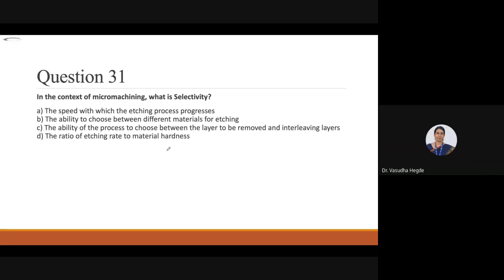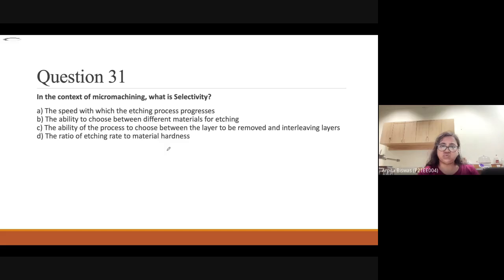Selectivity is basically the ability to choose between different materials for etching. But in the calculation, we always say it is the ratio of the etching which was not supposed to be done and the etching which was already done. So obviously, it is the ability to choose between different materials for etching, B. No, option B is not the right option.